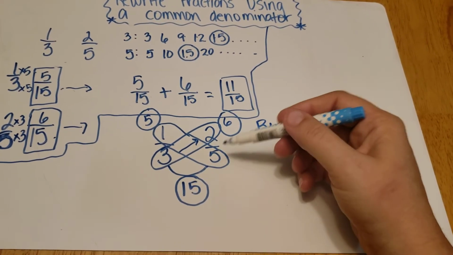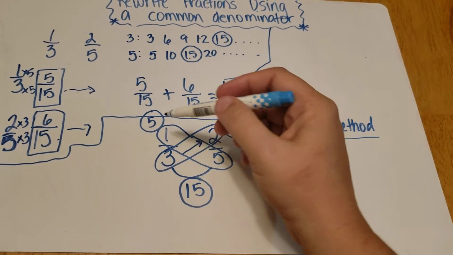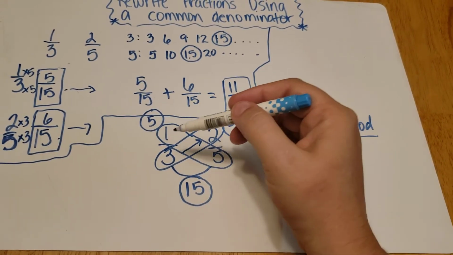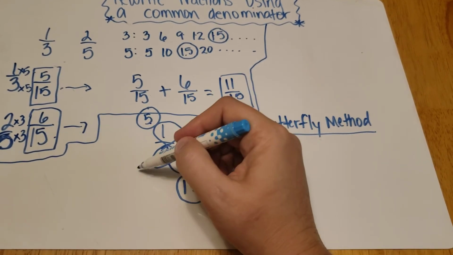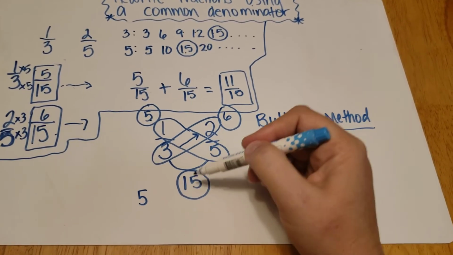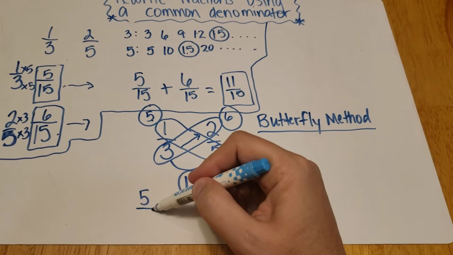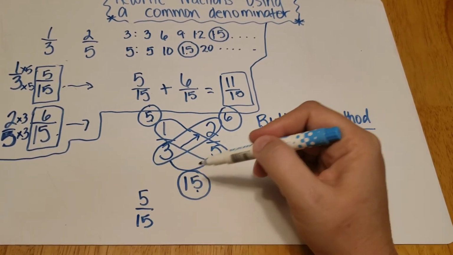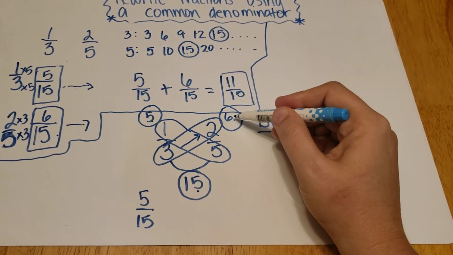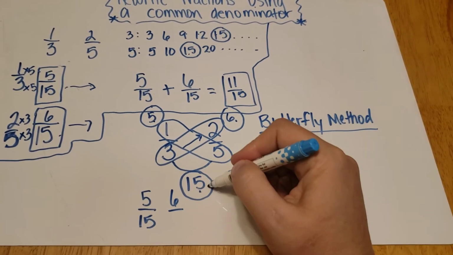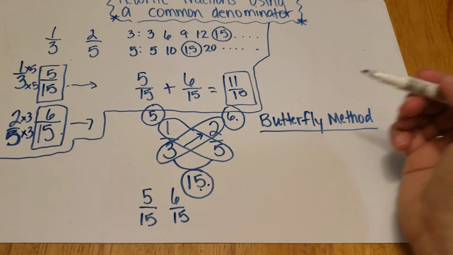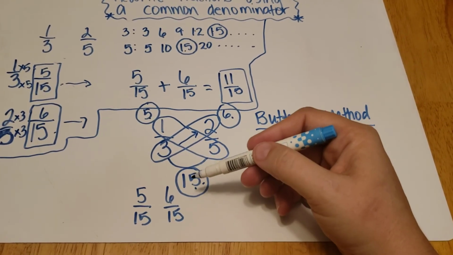So now I can take these different elements and rewrite my original fractions. So I would take 5 as the numerator, and then 15 as my denominator. And then I will have this other numerator and my denominator. And then you can do whatever the problem is asking you to do.